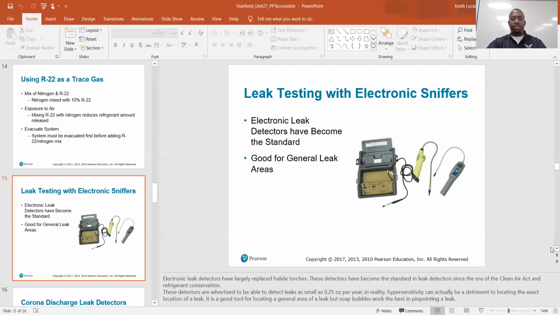Leak testing with electronic sniffers. Electronic leak detectors have become the standard, good for general leak areas. Again, not for pinpointing, but it'll get you in the area, and then you pull out your soap bubble. Electronic leak detectors have largely replaced halide torches. These detectors have become the standard in leak detection since the era of the Clean Air Act and refrigerant conservation. They are advertised to be able to detect leaks as small as 0.25 ounces per year. In reality, hypersensitivity can actually be a detriment to locating the exact location of a leak. It is a good tool for locating the general area of a leak, but soap bubbles work the best in pinpointing the leak.